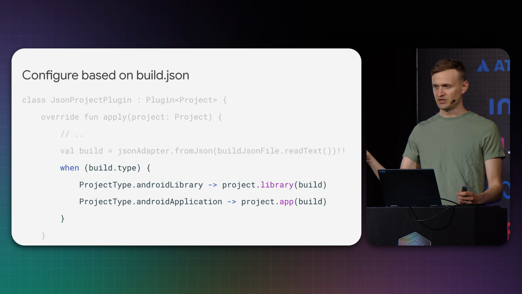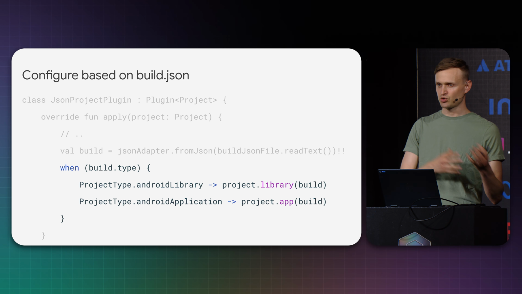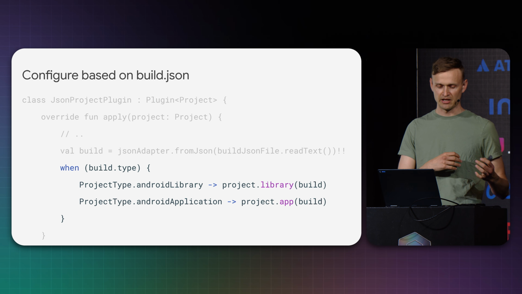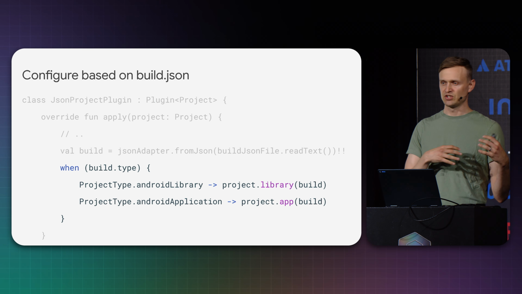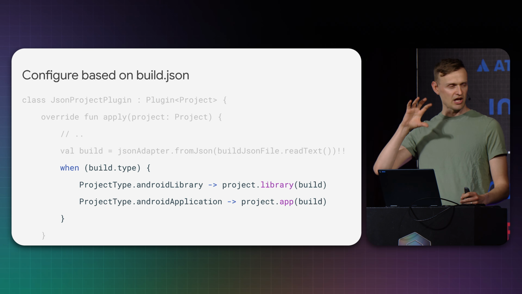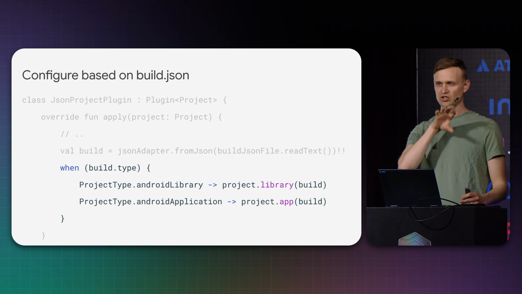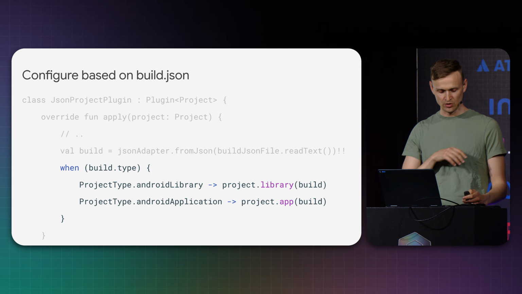And when you have the configuration data class, you can then do things. If it's an Android library, do this thing. If it is an Android application, do this other thing. If it's a Java library, do this other thing. And then it allows you to just do the things that the user defined, and those are the only things they can control.